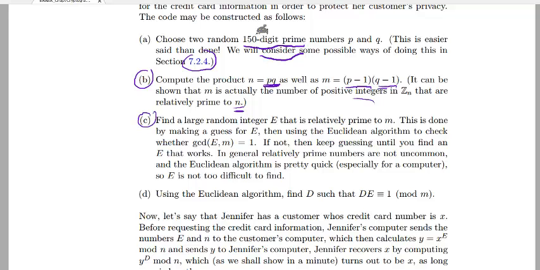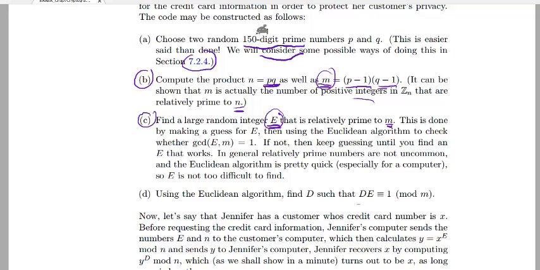All right, now, find a large random integer E. This is step C. Find a large random integer E that's relatively prime to M. Now, M's not a prime, but I can still find integers that are relatively prime to it. You can do this by guess and check. You can guess a large integer E, and then if it's not relatively prime, guess another one. Actually, you usually can find one fairly quickly. It's quite common to find numbers that are relatively prime to each other.